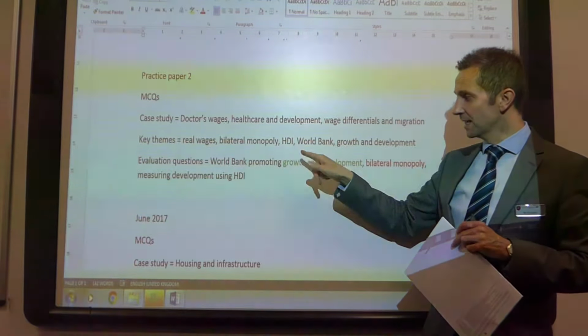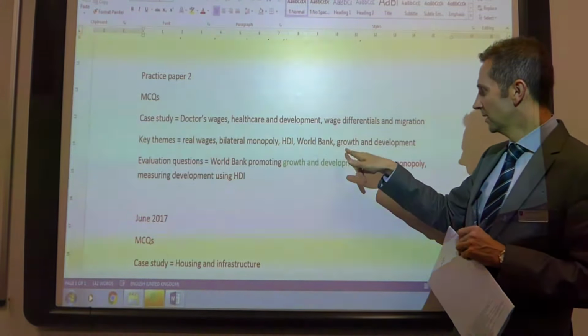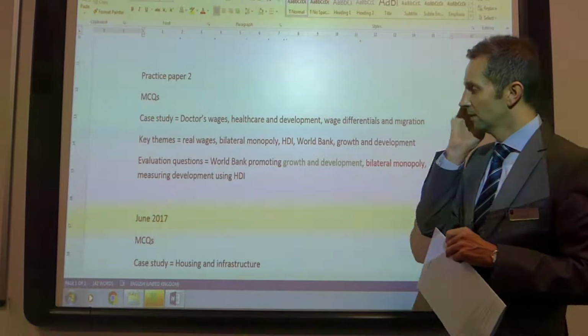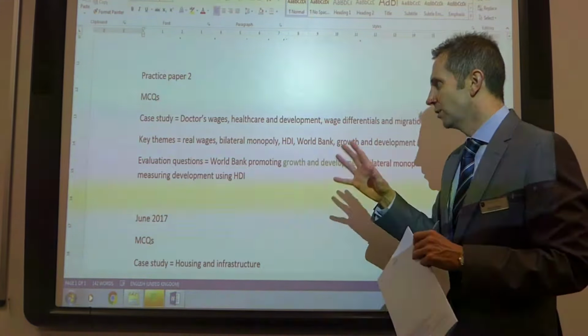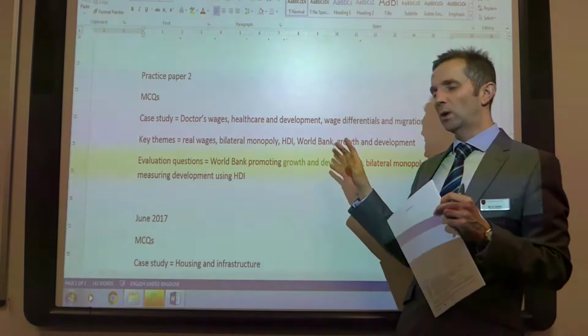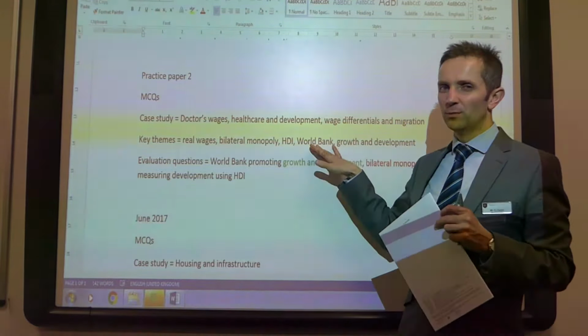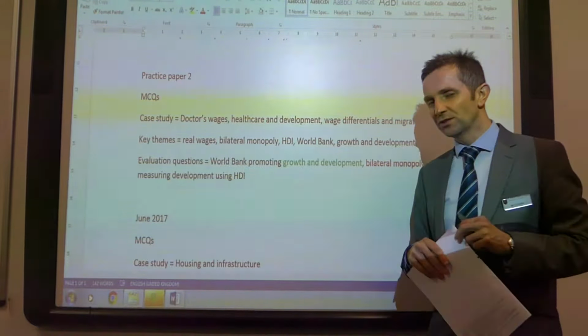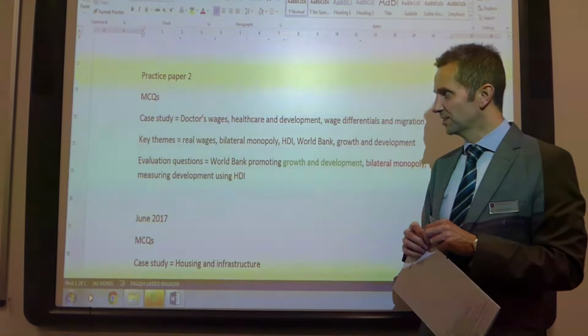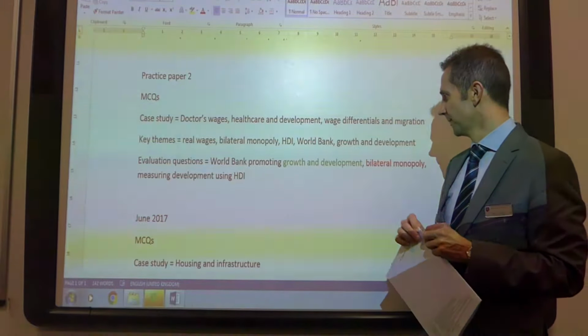HDI, Human Development Index, the World Bank, growth and development. I think it is the case that you're more likely to see on the themes paper questions about the World Bank, the IMF, the big institutions. Maybe you're more likely to see those on the themes papers.